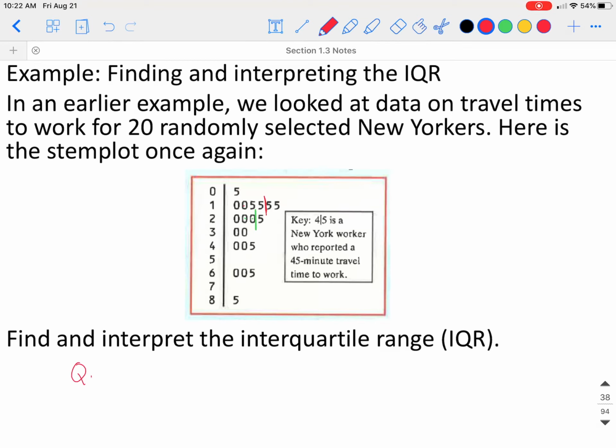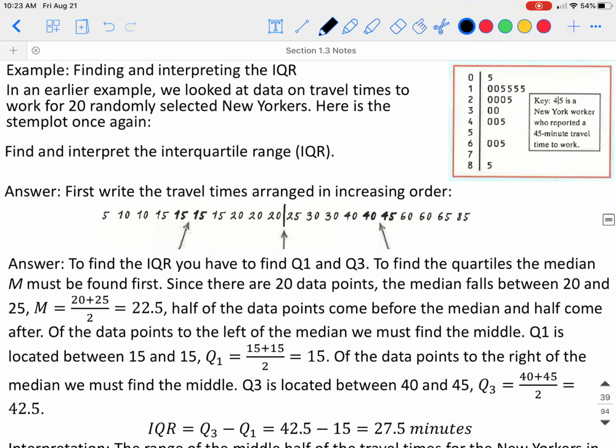So it's going to fall between 15 and 15. So our Q1 is 15. Our Q3 will fall between, on the data values to the right of the median, between the 5th and 6th value. So it's going to fall between 40 and 45. Since it falls between the two, we will have to find the average of those numbers, and our Q3 would be 42.5.